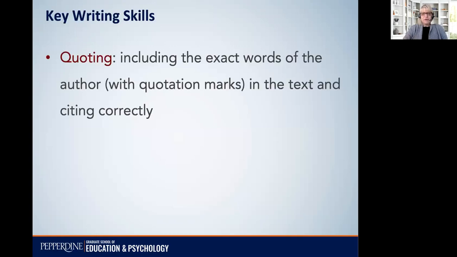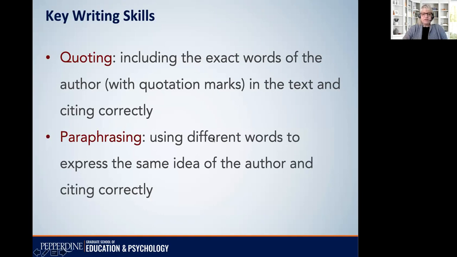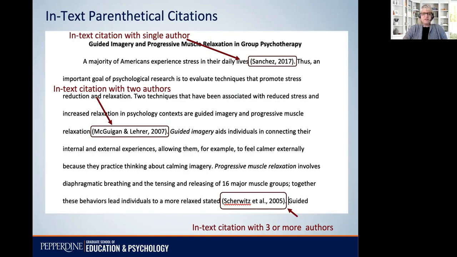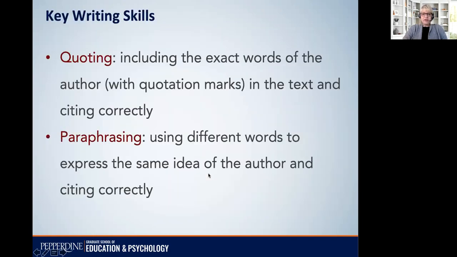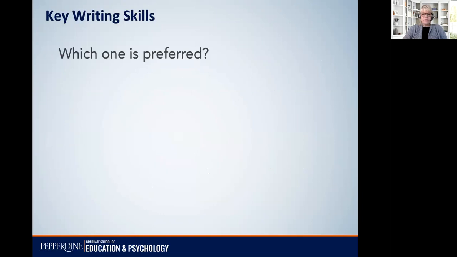So I wanted to review one quick thing, which is the difference between quoting and paraphrasing. Quoting includes the exact words of the author with quotation marks in the text and citing the author, whereas paraphrasing uses different words to express the same idea of the author and citing it correctly. So in these 3 examples, we have paraphrases. You see there's no quotation marks, and that shows that these are just paraphrases. The reason why I bring that difference up is because you cite them a little bit differently.